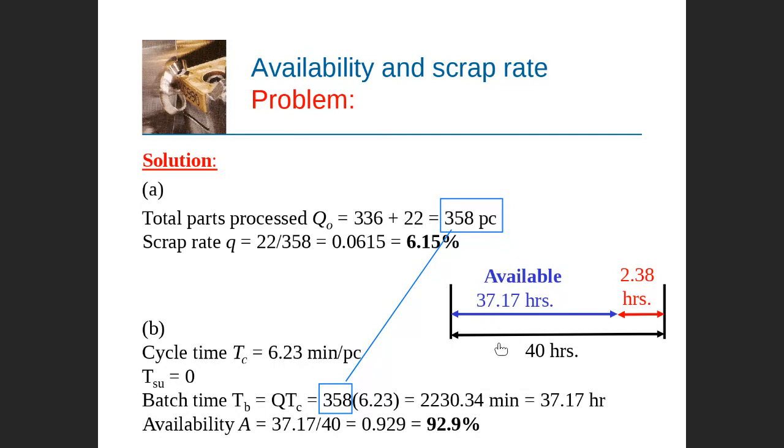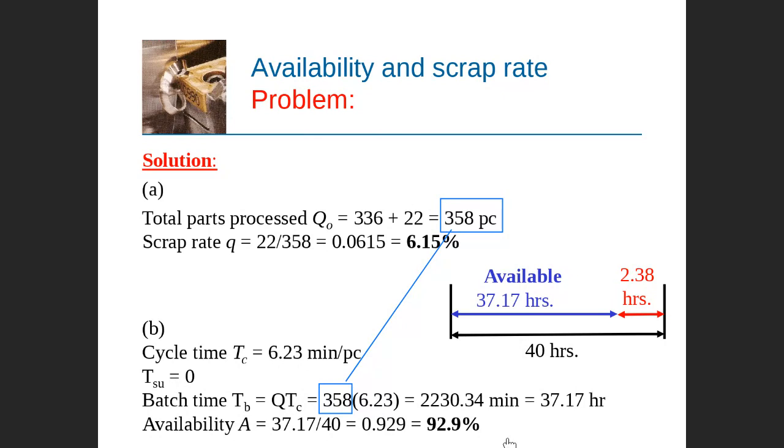So availability equals machining time divided by 40. 37.17 divided by 40 gives 92.9% availability. So this is the availability. Any question?